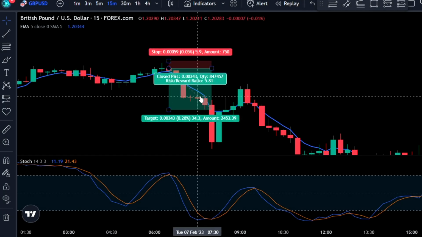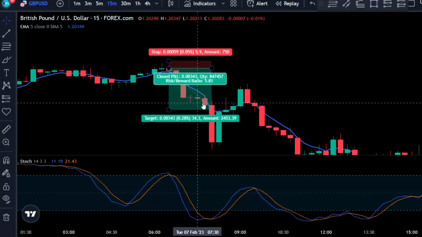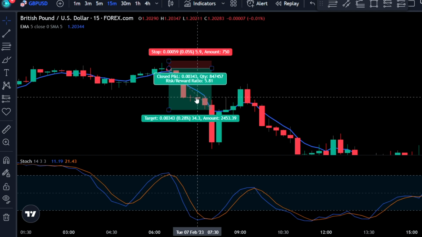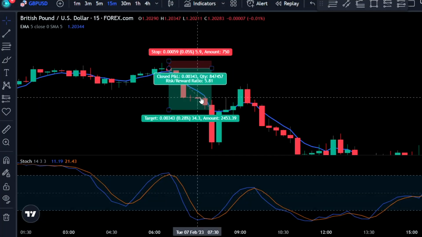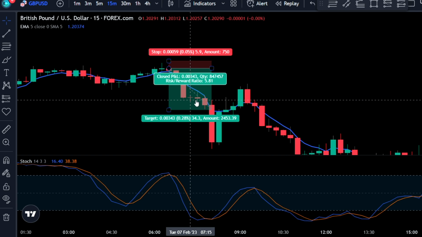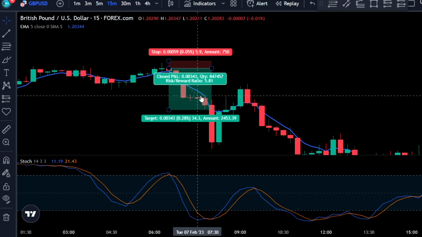Like this particular trade right here, it got a 5.81% return in 1 hour, 45 minutes. See this 1 to 5.81 risk to reward ratio for this entry and exit. So, risk $100 to make $581.